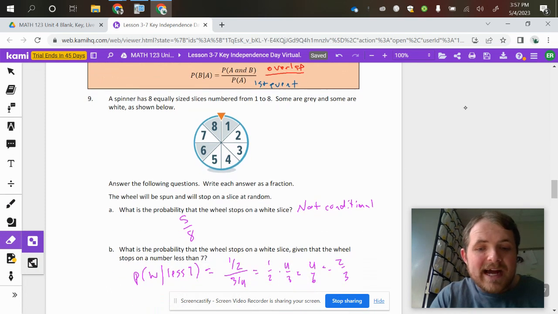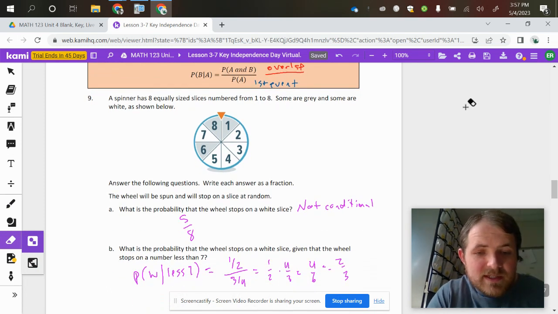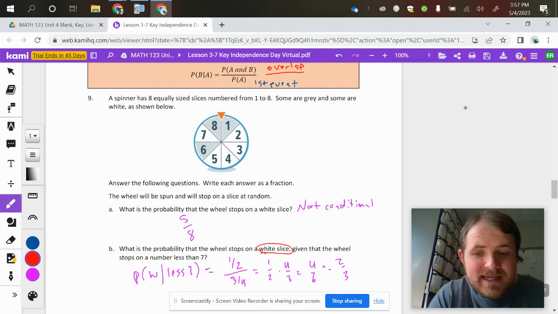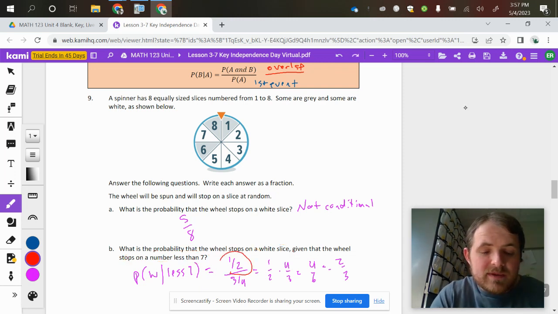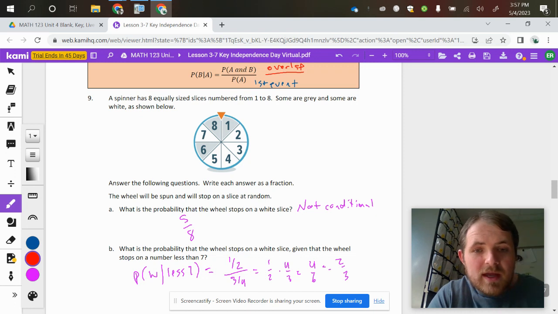Okay. So now if we work with this, it says, what's the probability that the wheel stops on a white slice given that the wheel stops on a number less than 7? Okay. So we want to look at that overlap divided by the first thing that had to happen. So the overlap is that half of them are white and less than 7. So again, 2, 3, 4, and 5, they're all less than 7 and they're white. So 4 out of 8 could go there. And then 3 out of 4 would go on the bottom.